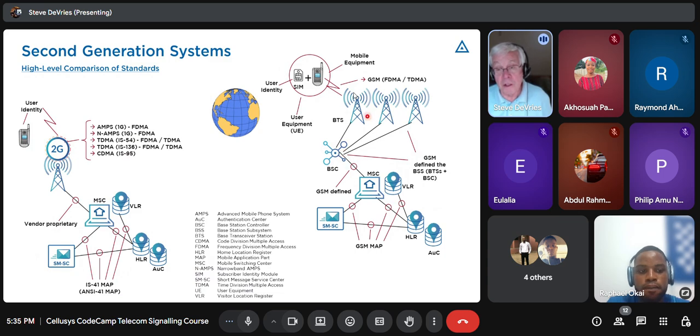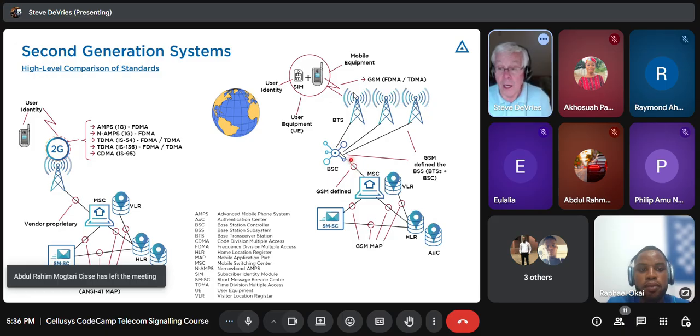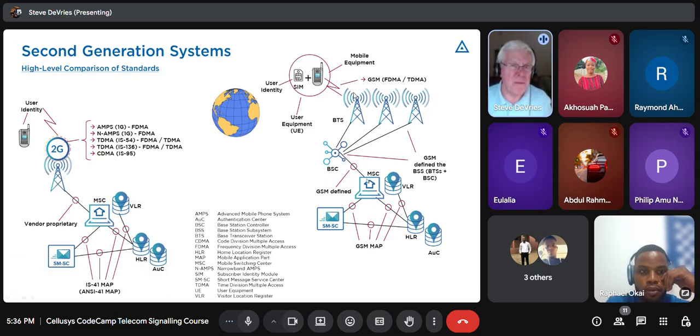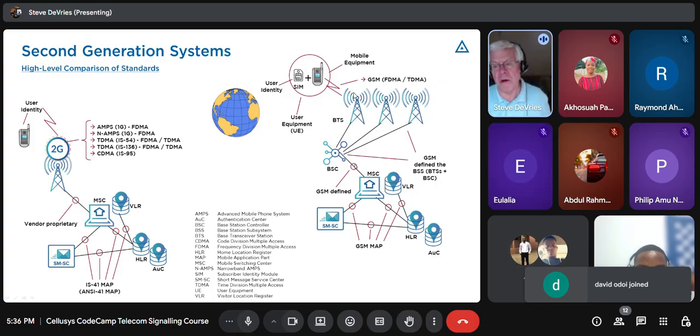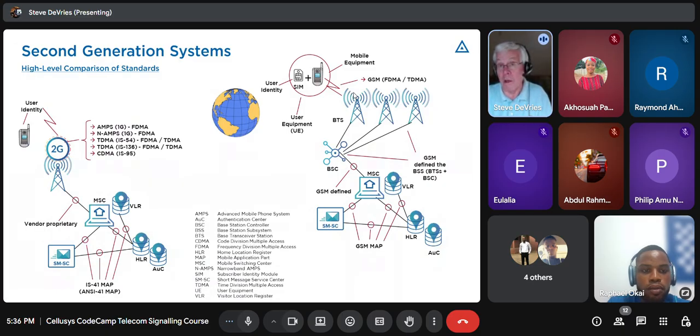The radio side was broken up into the base transceiver station and the base station controllers. The communication back to the central switch was a standard protocol called BSSAP, base station subsystem application part. And the communication between the mobile switch and all of the registers and databases needed for mobility was a common protocol. They used SS7, and the application was called GSM MAP, mobile application part.